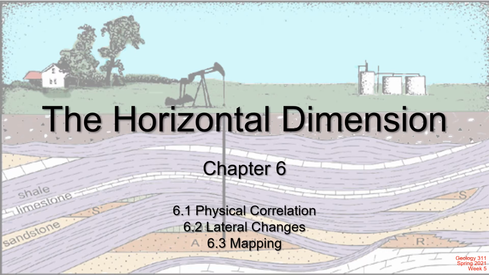This week, we are going to be covering the horizontal dimension. So this is Chapter 6 in the Brookfield text. And in this lecture, we will be talking about principles of physical correlation, lateral changes in the stratigraphic record, and a little bit at the very end about some mapping philosophy. So let's jump right in.